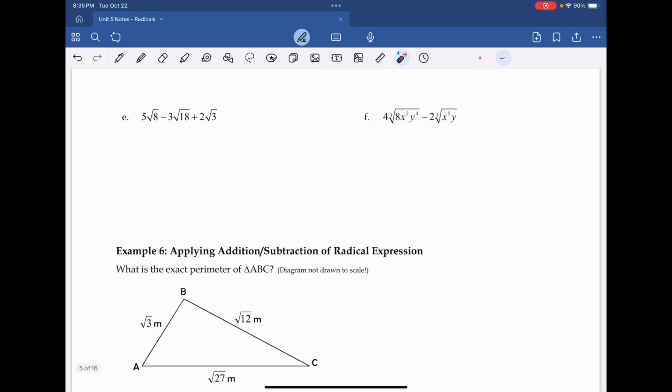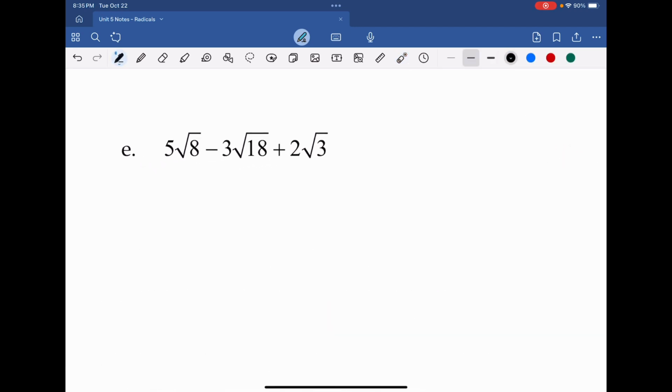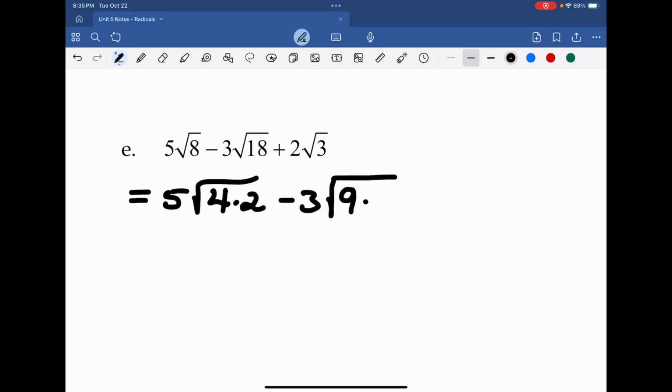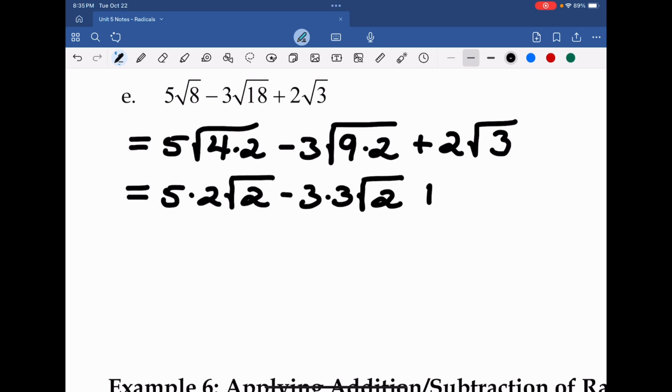Okay, let's do a couple more problems on this. So let's say I give you this problem here. Well, what do we notice? We see that there's an 8, 18, and 3. They can't be added as is. So we're going to alter this and go 5 times 4 times 2 under the radical, minus 3, and we're going to write this as 9 times 2. And then for our last one, we can't really do anything with this, so we're going to keep it as is. I'm going to simplify this as 5 times 2 square root 2 minus 3 times 3 square root 2, and then plus 2 square root of 3.